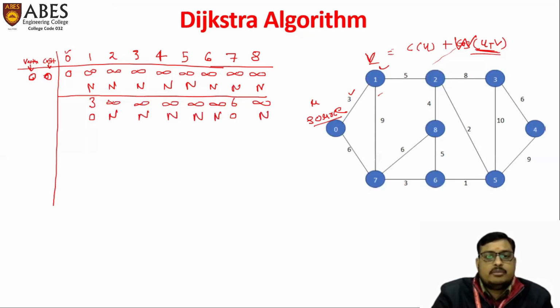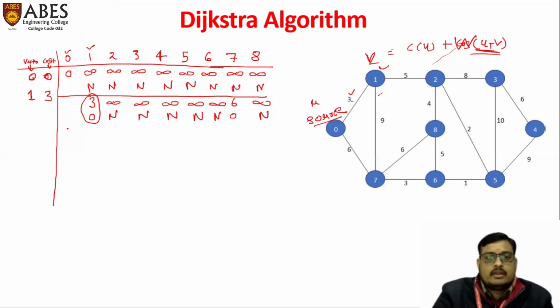And now here we'll select the minimum. So we can see here the minimum cost is 3, which belongs to vertex 1. So we'll select this vertex 1. From 0 to 1, the cost is 3, so we'll write cost as 3, and the source of this 1 is 0. So we reach 1 from 0 at a cost of 3. So it is already in the graph.